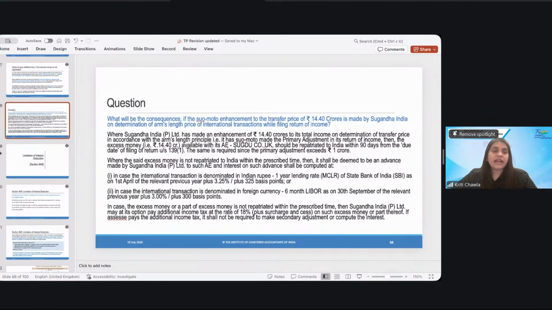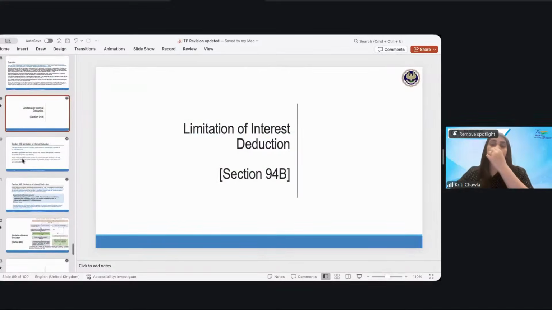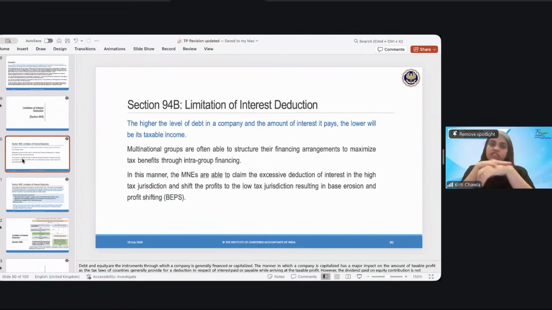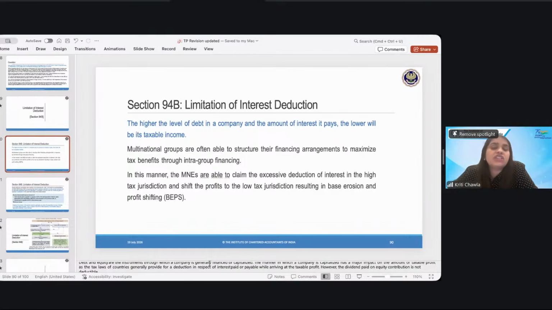Now, the next topic that we have is Section 94B, which is limitation of interest deduction. Before that, just to give you a brief background, debt and equity are the instruments through which a company is generally financed or capitalized. The manner in which a company is capitalized has a major impact on the amount of taxable profit, as the tax laws of a country generally provide for a deduction in respect of interest paid or payable for taxable profit computation. However, the dividend that you actually pay on equity contribution is not deductible.